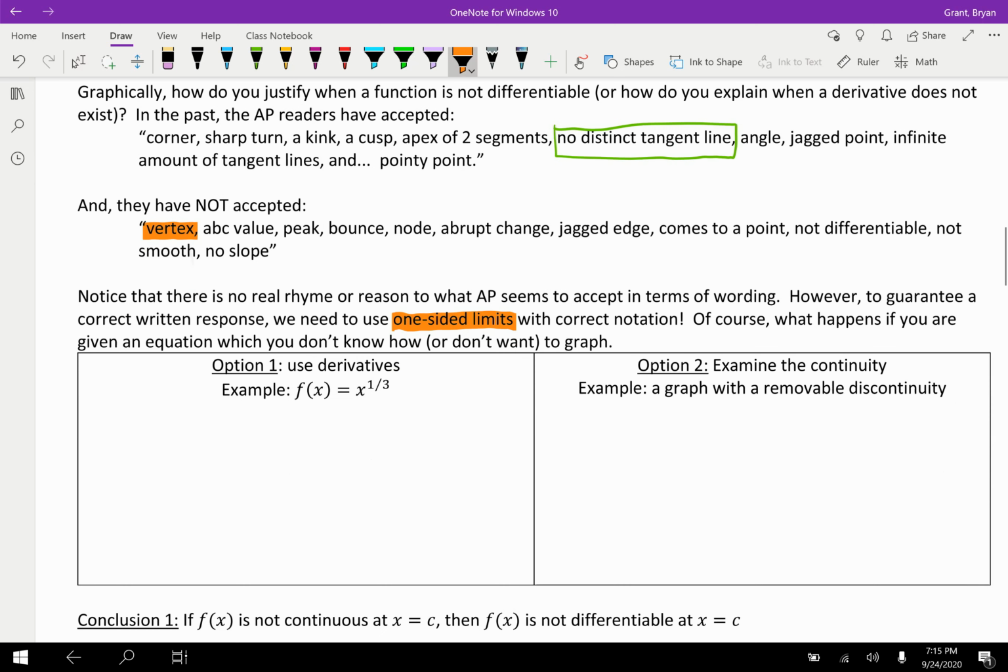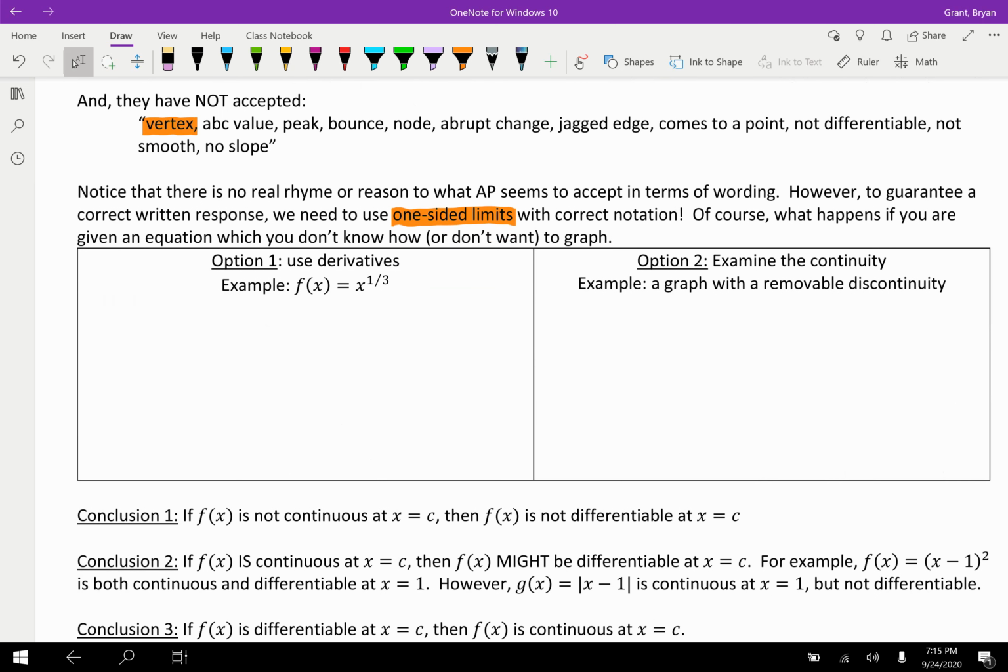Now, what happens if you're given an equation that you don't know how to graph, or you're just like, I don't want to graph that? Are there other ways to determine a lack of differentiability? And yeah, there are. I mean, we just spent this entire unit using derivatives. We should probably know something about them.